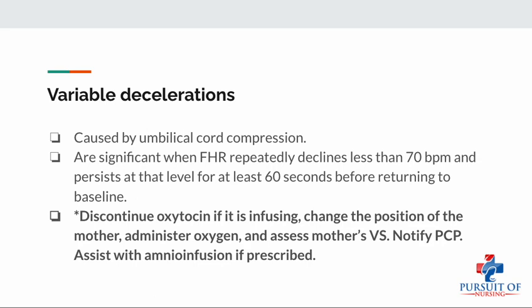If you notice variable decelerations, you want to discontinue oxytocin if it is infusing. You want to change the position of the mother, administer oxygen. You're going to assess the mother's vital signs and notify the primary care provider or physician or obstetrician. Also, you may assist with an amnioinfusion if it is prescribed. An amnioinfusion is the intrauterine instillation of warm water that helps to decrease compression on the umbilical cord.